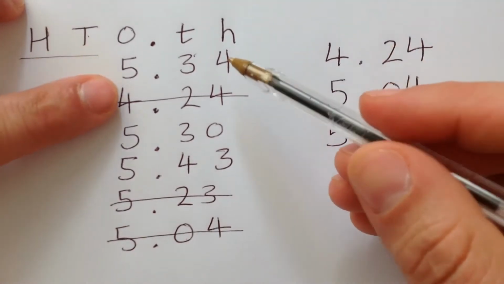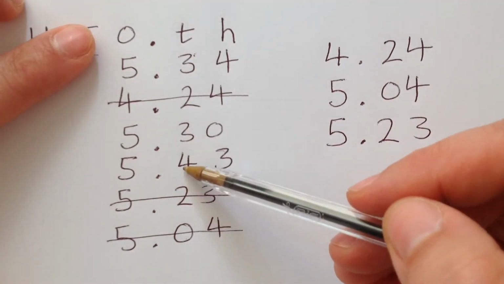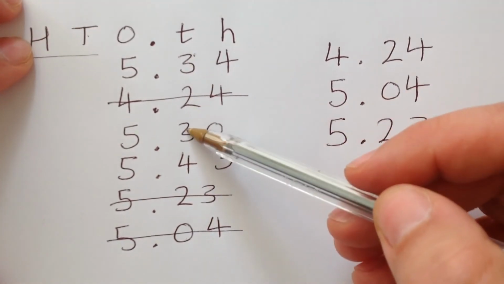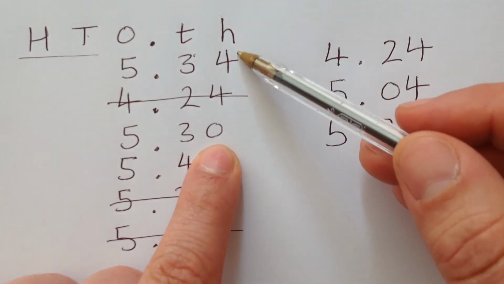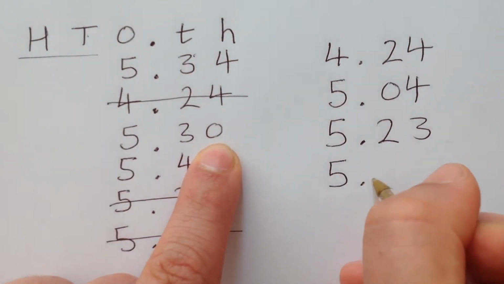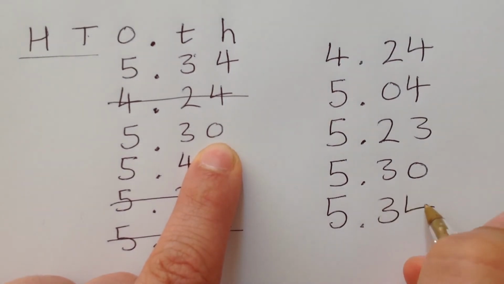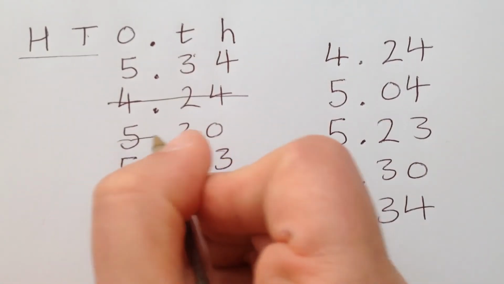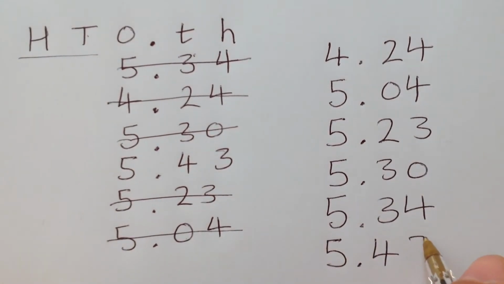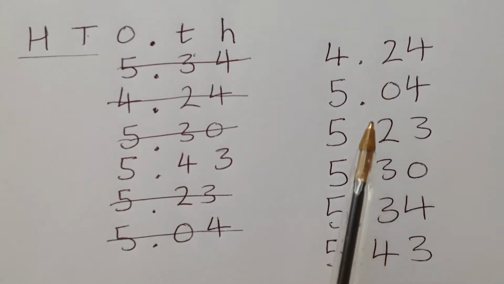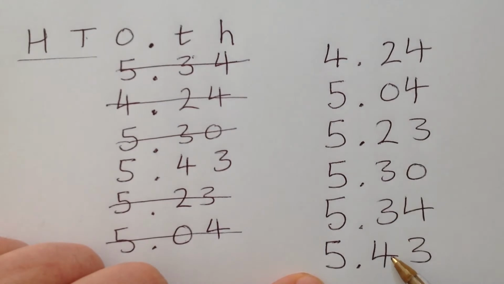Notice on these ones I now have 3 numbers left. 2 of them have 3 tenths, 1 has 4 tenths. So I know it's one of the ones with 3 tenths. And on this occasion I have to go to the hundredths as well. And I notice this has less hundredths than the top one. So 5.30 must go next. Then it must be 5.34. And then finally, that just leaves 5.43.